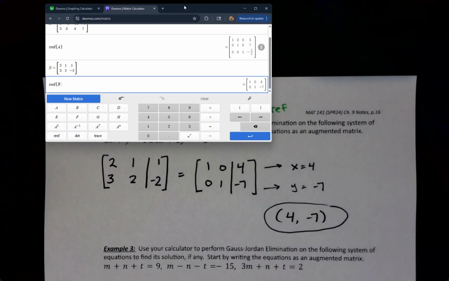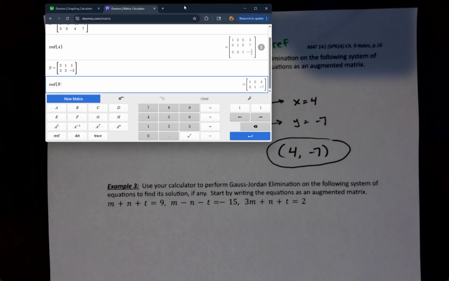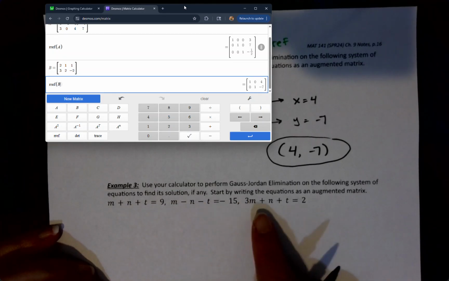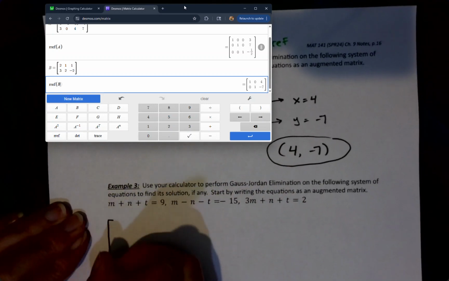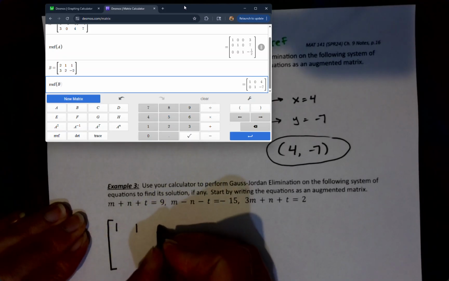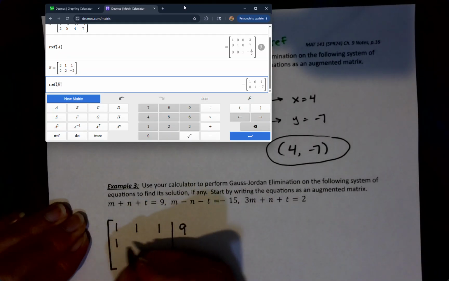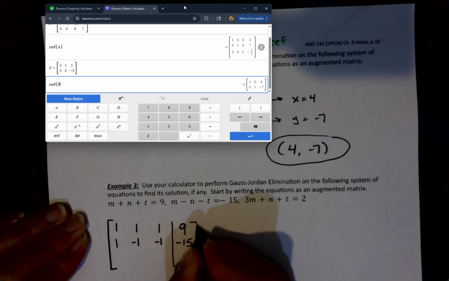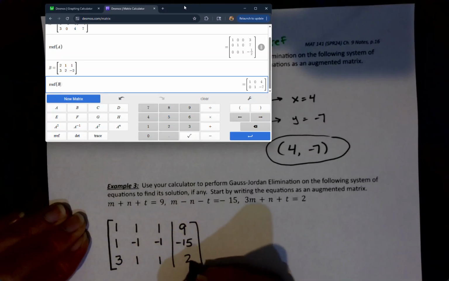Okay, we're going to try this again with example 3. In this equation, since we're not using x and y and z, we're using m, n, and t. We just need to be very careful that they are all in the same order. So m is going to be the coefficient that is in first position. So my first equation, there's 1m, 1n, 1t equals 9. In my second equation, 1m, -1n, -1t equals -15. In my third equation, 3m, 1n, 1t equals 2.